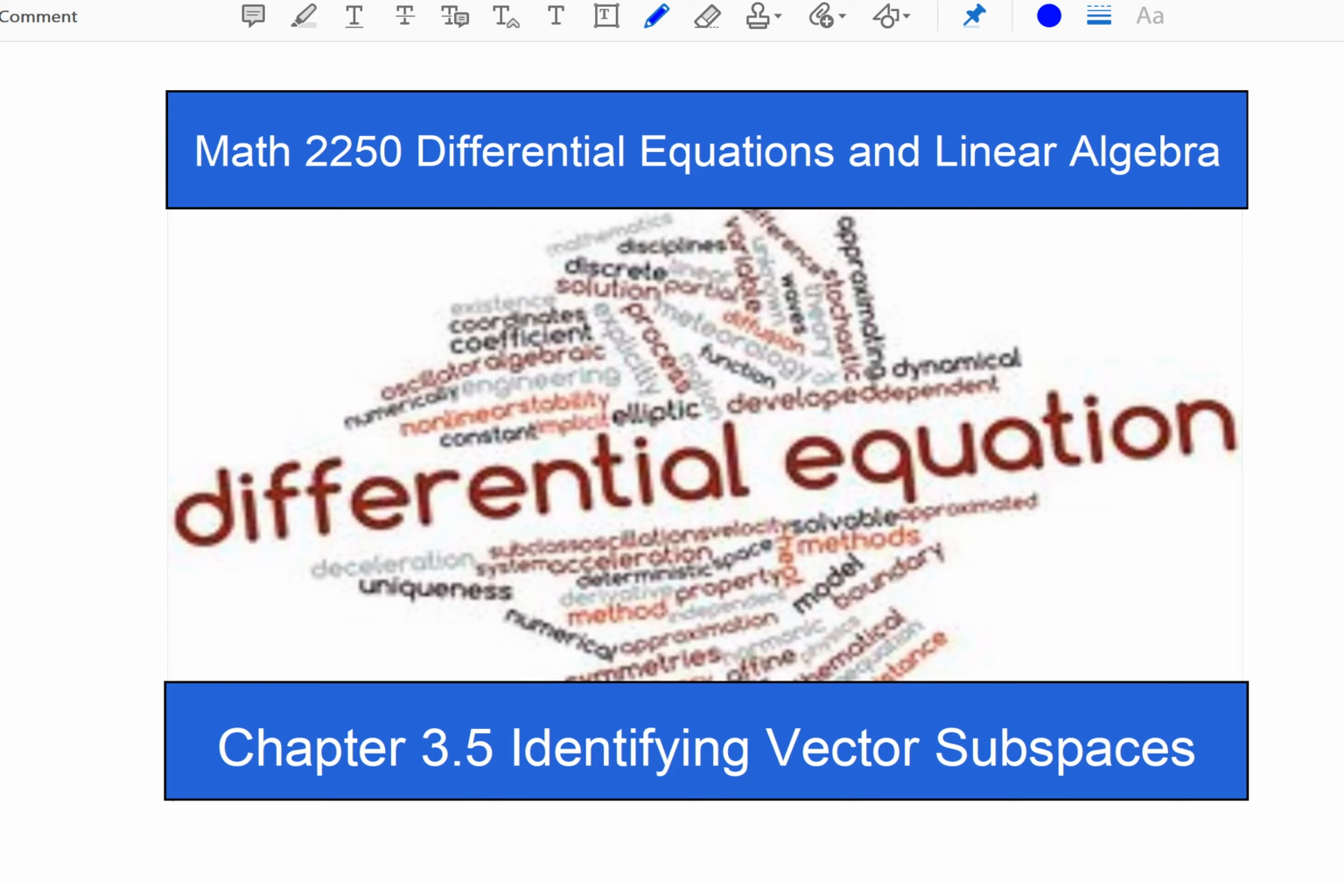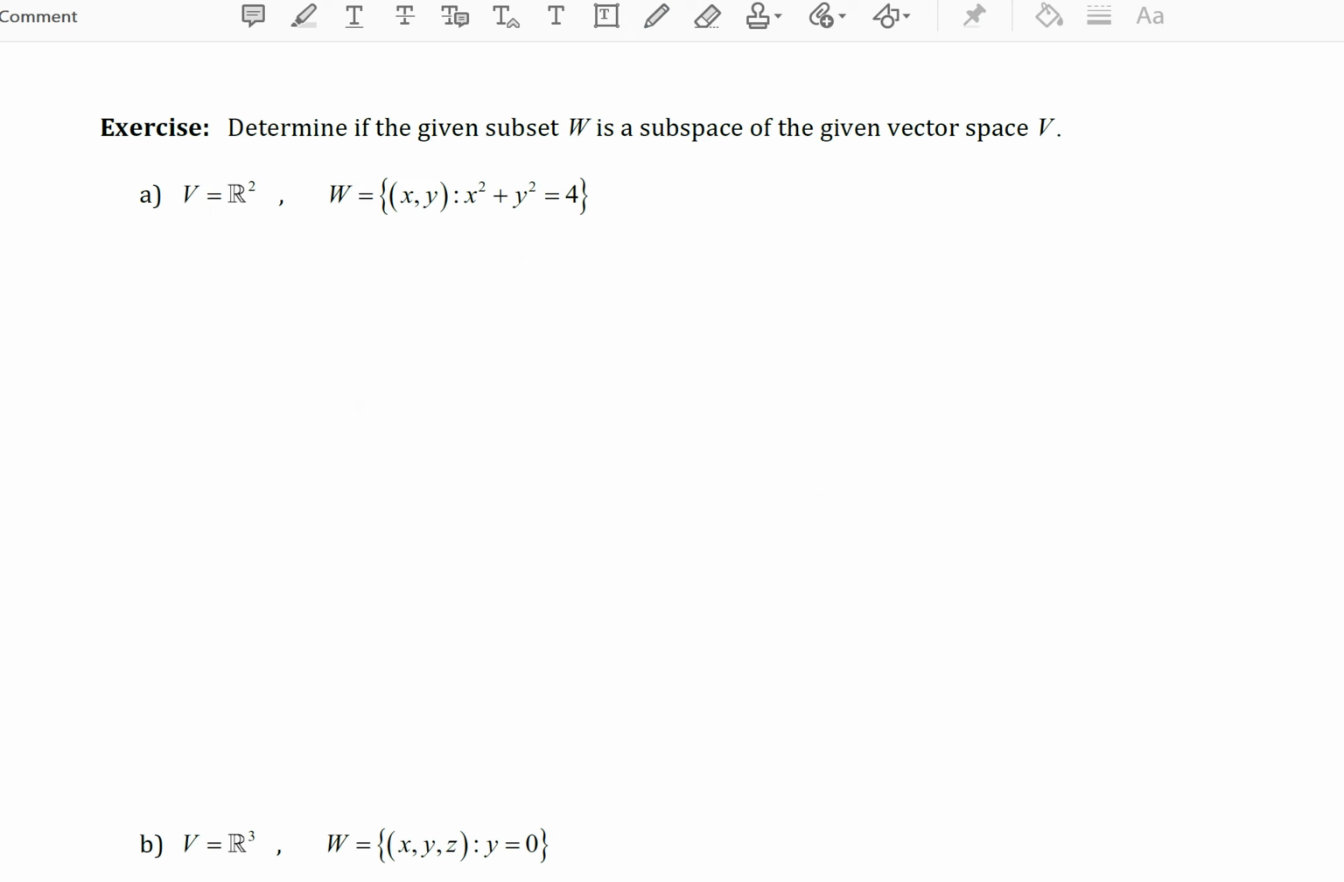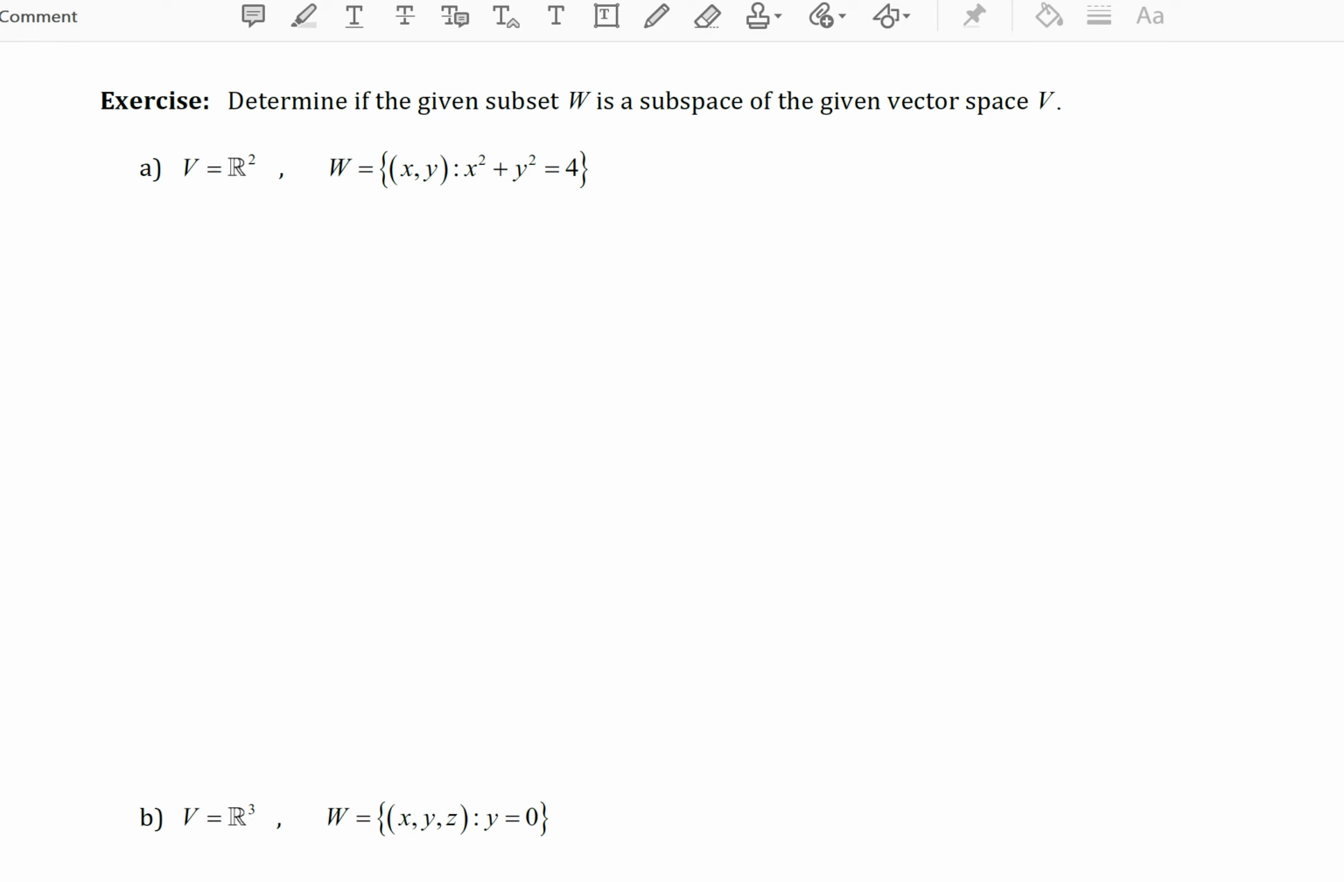In this video, we are going to be finishing Chapter 3.5 and look at how to identify vector subspaces. In these four questions, or four examples, I would like to determine if the given subset W is a subspace of the given vector space V. And if it is not, I'd like to be able to say why it's not. Or if it is, I'd like to be able to say why it is.